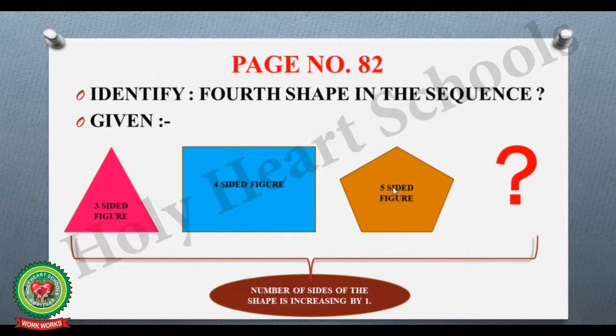And here we have observed that every time the number of sides of the shape is increased by 1. In the first figure we had 3 sides. In the next figure we had 4 sides. In the next figure we had 5 sides. Then how many sides should be there in the last figure? As we have observed, every time we are increasing the sides of the shape by 1.